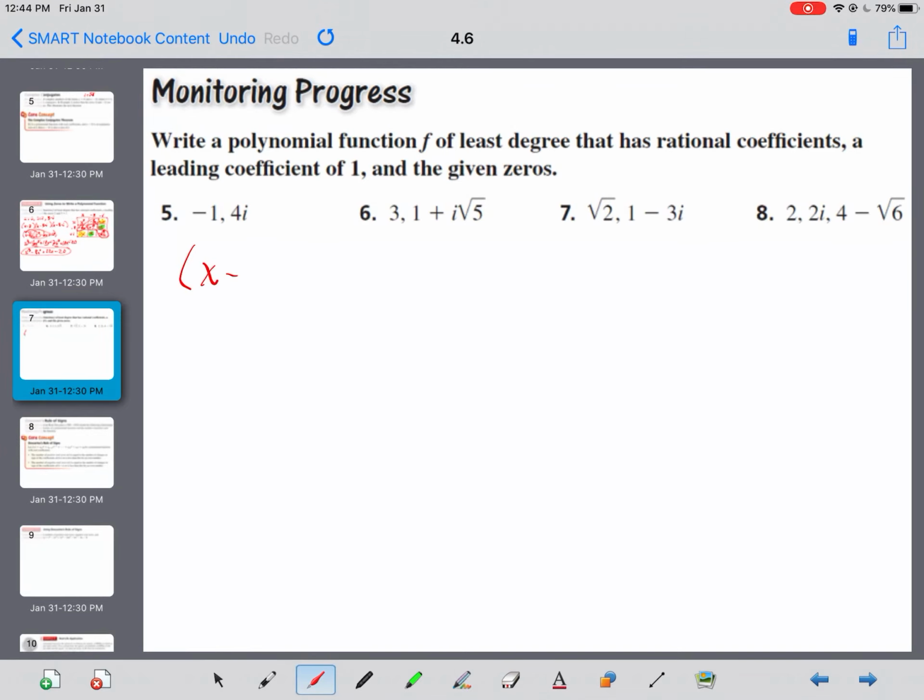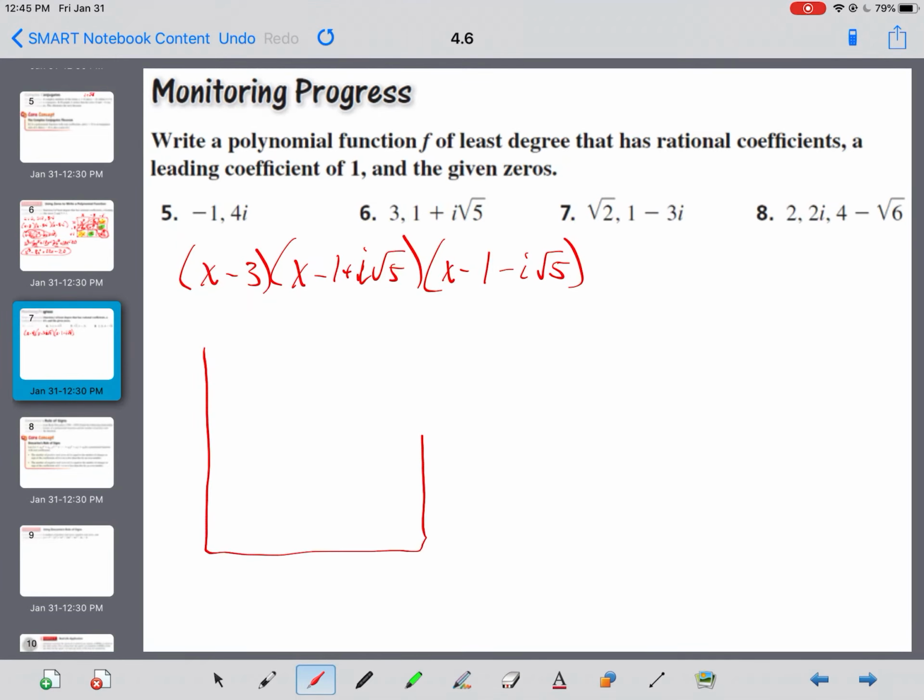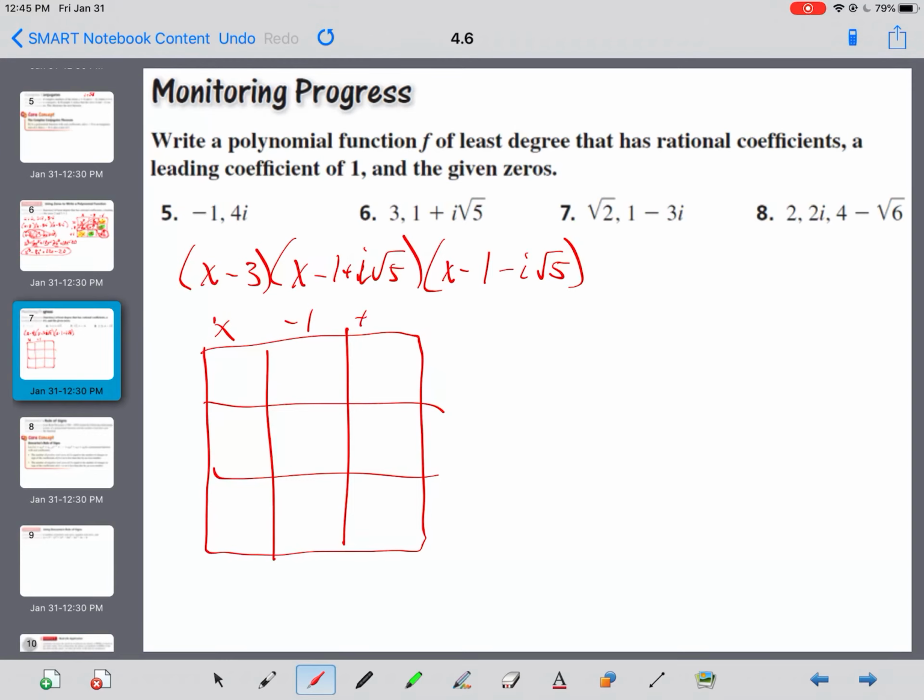We got x minus 3, x minus 1 plus i square roots of 5. Ooh, getting crazy in there. x minus 1 minus i square roots of 5. And it's got an i and a square root in it. All right, let's do a big old box here. Plenty of room to write in. x minus 1 plus i square roots of 5, x minus 1 minus i square roots of 5. That's going to be all kinds of stuff we have to deal with.